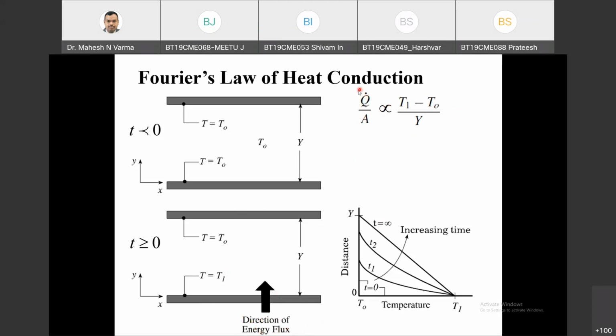This is again standard nomenclature, Q dot. Q dot is the standard nomenclature for rate: capital Q is heat, and the dot denotes rate.